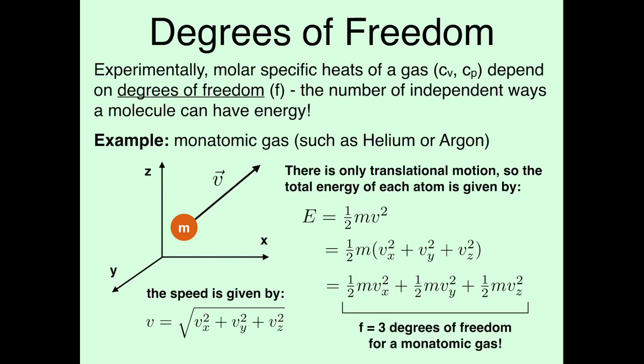So what we say is there are three independent ways this particular type of gas can have energy, right? It can have motion in the x direction given by this term, motion in the y direction given by this term, and then motion in the z direction given by that term. So when we count up all the independent ways the molecule can have energy, there are three. So what we say is f is equal to 3 for a monatomic gas. Okay, so hopefully you have a better sense as to what the degrees of freedom mean when you see this example.